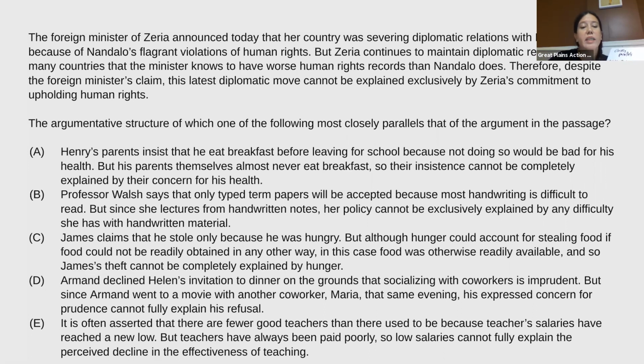Then if we were taking the test, we could probably just move on, but since we're here, we'll talk through E real quick. It is often asserted that there are fewer good teachers than there used to be because teachers' salaries have reached a new low, but teachers have always been paid poorly, so low salaries cannot fully explain the perceived decline in the effectiveness of teaching. And again, we don't have the three agents like we do here. So looking at our structure, we've got three parts, a couple of actions, and we conclude that the justification wasn't sufficient to account for the action in this case. And we see that with D, so we would go with D.